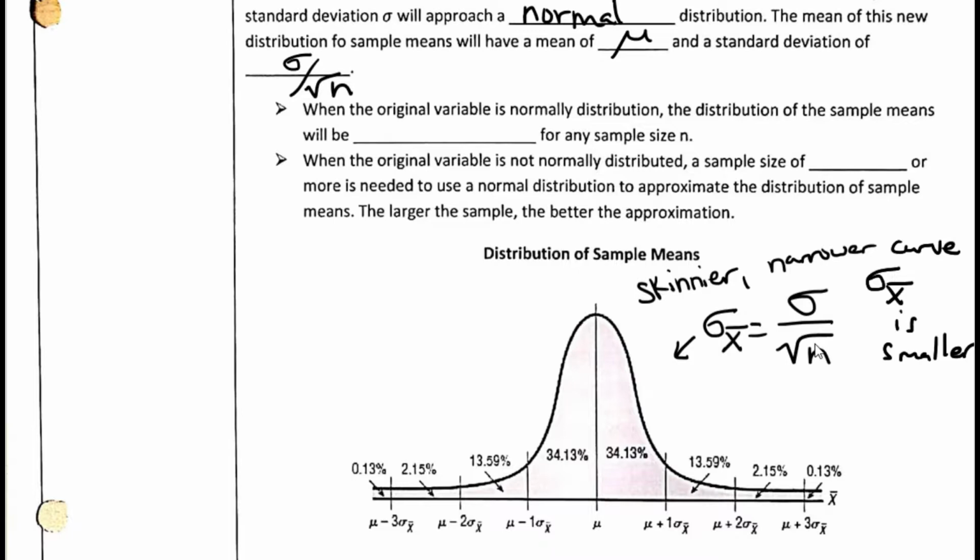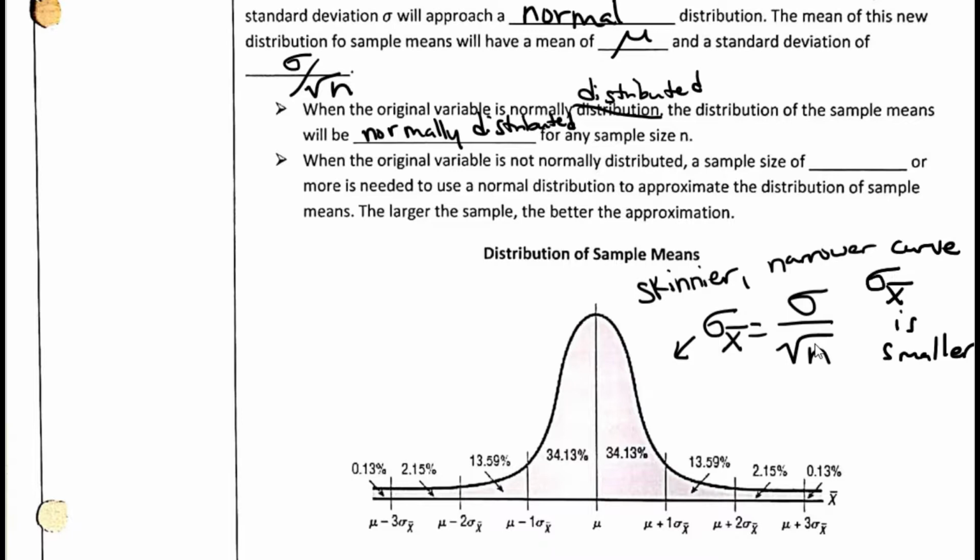So now we're going to go ahead and look at these bullet points. When the original variable is normally distributed, the distribution of sample means will be normally distributed. So when the original is normally distributed, then the distribution will automatically be normally distributed. That makes sense. So it remains the same.